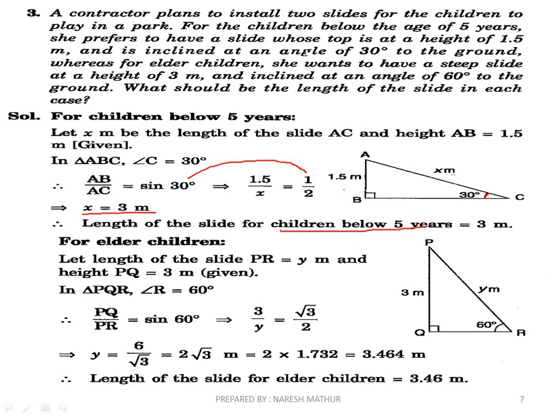In the second case, we are again given the perpendicular and we need to find the hypotenuse. Sin 60 equals perpendicular upon hypotenuse, 3 by y equals root 3 by 2. From here we can get the value of y. So we get 2 root 3 meters, that is the length of the slide for elder children. If you want to convert it into decimal, then take root 3 as 1.732 and just multiply it.